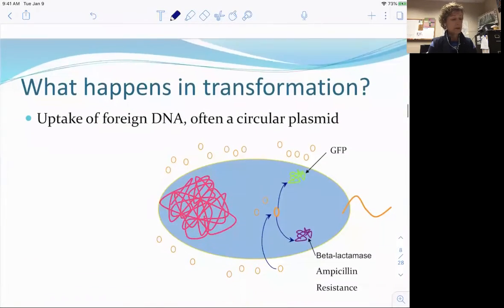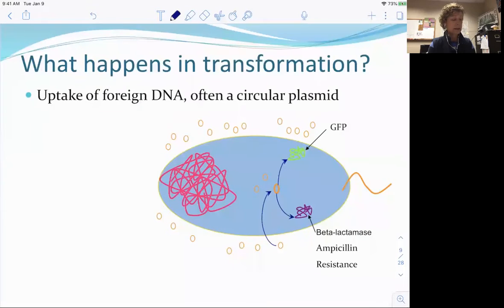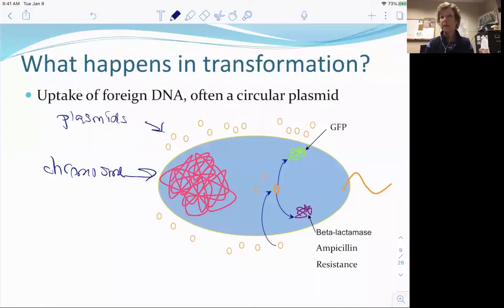So how does transformation work? What essentially has to happen is, if these are the little plasmids, they have to get taken up into the cell. So this represents the chromosome right here, the red line. And then once they're taken up into the cell, we have to have a way to know that the plasmid is there. So not every cell in the culture is going to take up the plasmid. How do you differentiate between the ones that have the plasmid and the ones that don't?